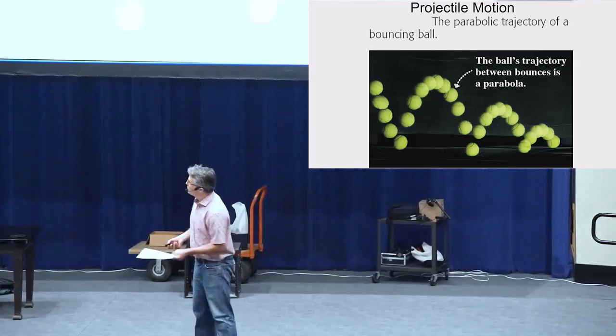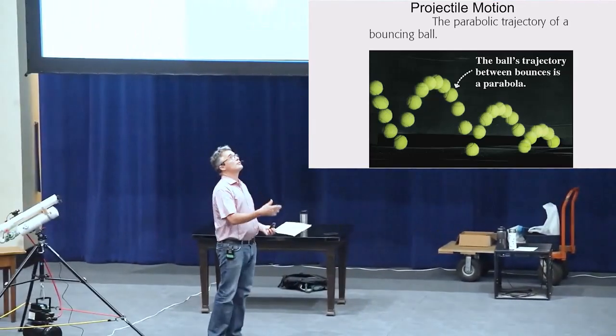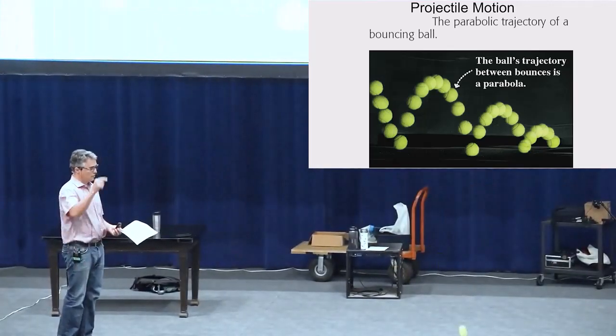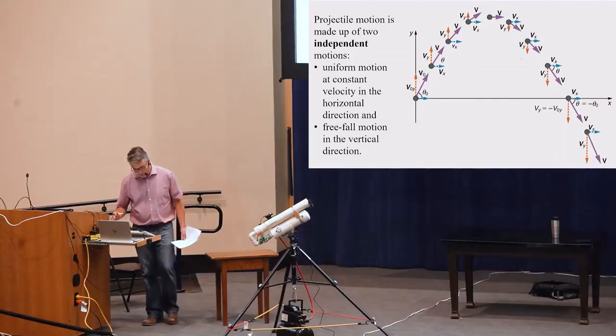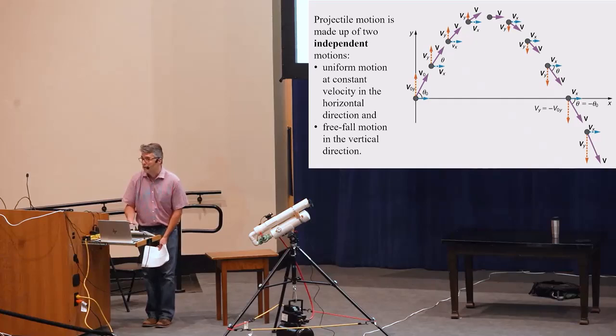Yeah. So basically, if something is flying through the air, it tends to have a parabolic trajectory. So it's made up of 2 independent motions. It's uniform motion at a constant velocity in the horizontal direction. The purple arrows are really what the ball is doing, and then the blue and orange arrows here are the x and y components of the velocity at each moment.